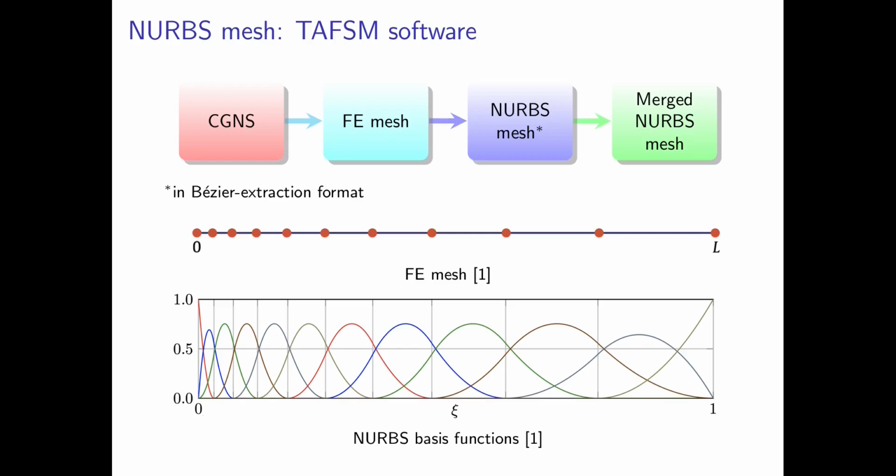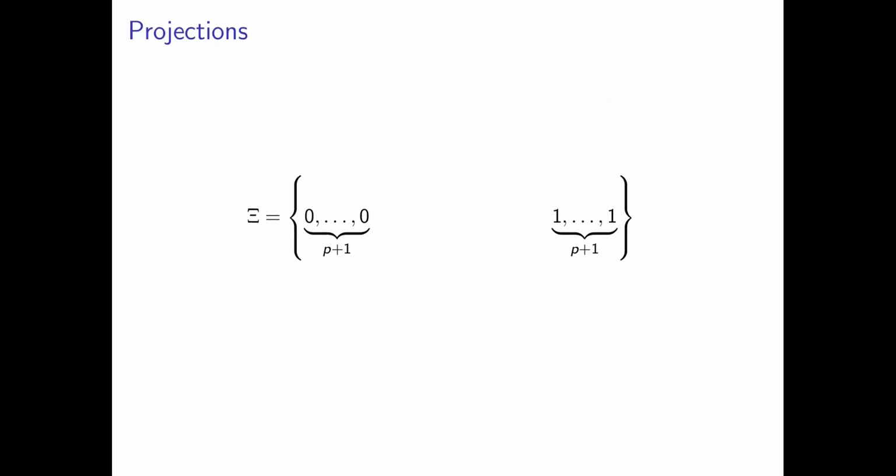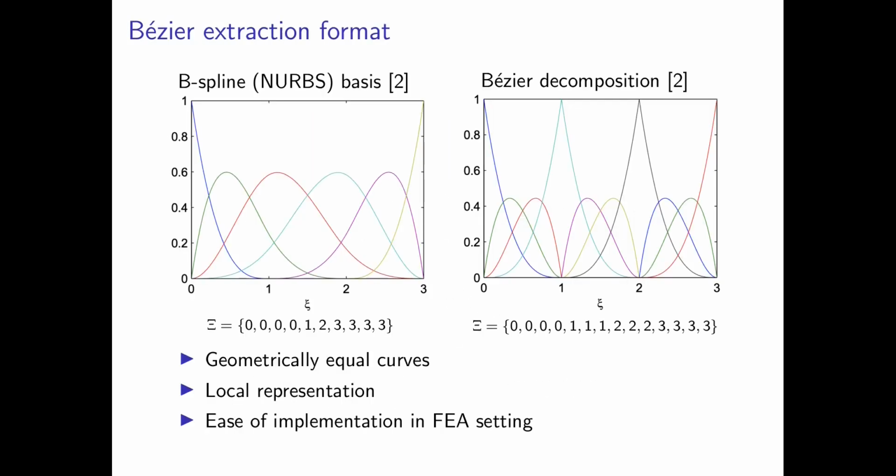Finally, I want to address the Bezier extraction format. As it was mentioned previously, the generated NURBS mesh is put in this format, and there is a good reason for that. NURBS basis functions possess many useful mathematical properties. For example, they are non-negative and satisfy the partition of unity. However, it is a well-known fact that the support of higher-order NURBS basis functions consists of multiple non-zero knot intervals. This global structure complicates the integration of IGA into traditional finite element context.